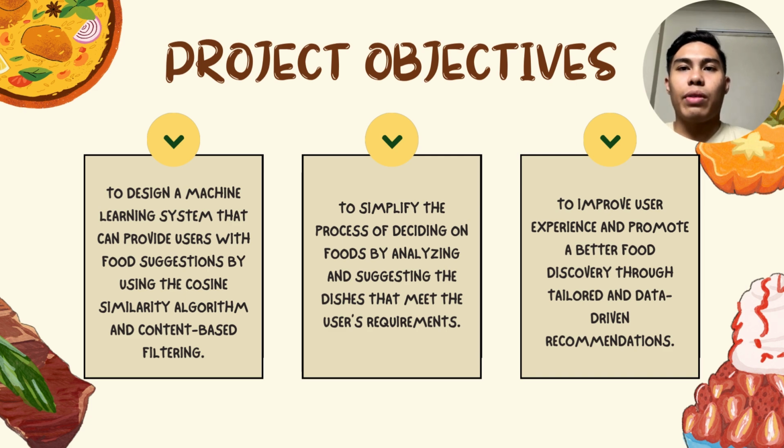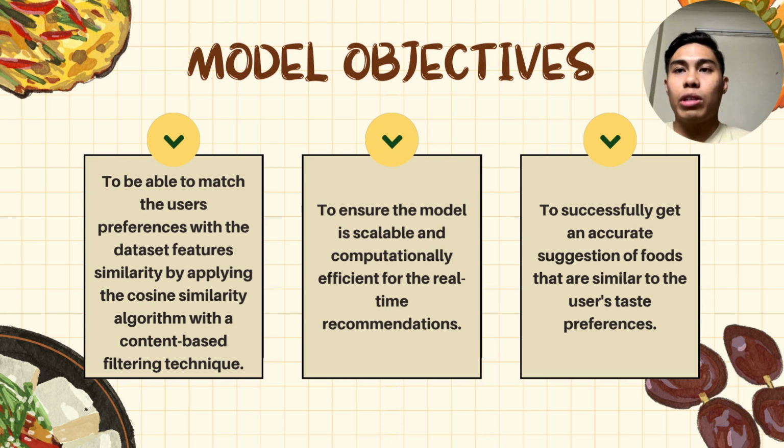Moving on to the next part, which is the project objective. We have three objectives for this project. The first one is to design a machine learning system that can provide users with food suggestions by using the cosine similarity algorithm and content-based filtering. The second one is to simplify the process of deciding on foods by analyzing and suggesting the dishes that meet the user's requirements. The last one is to improve user experience and promote better food discovery through tailored and data-driven recommendations.